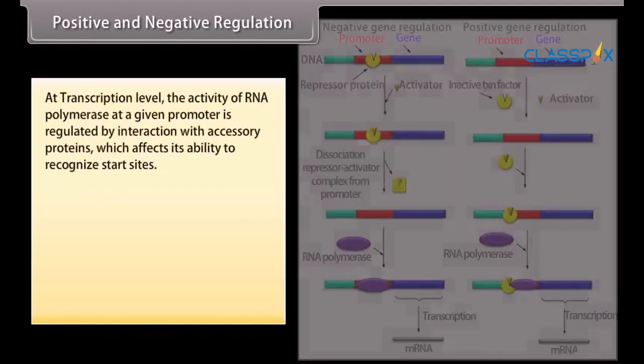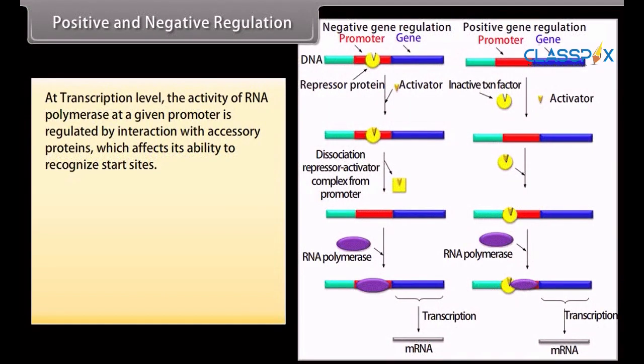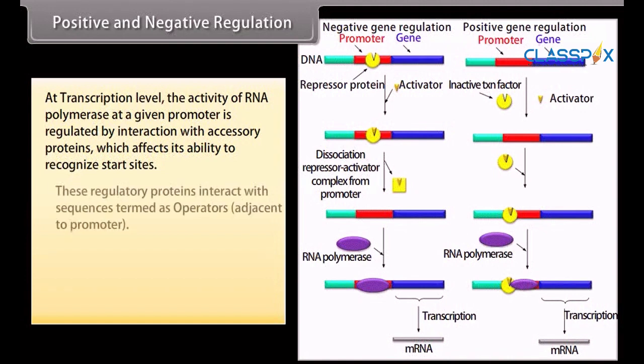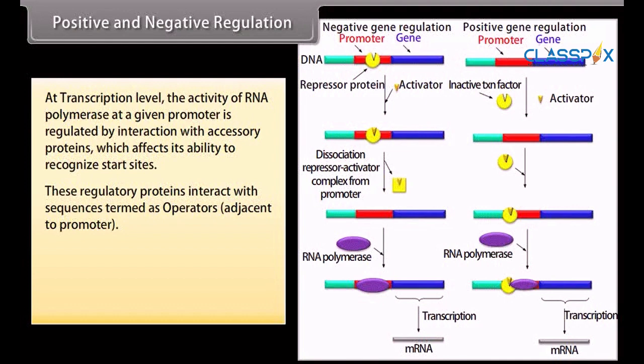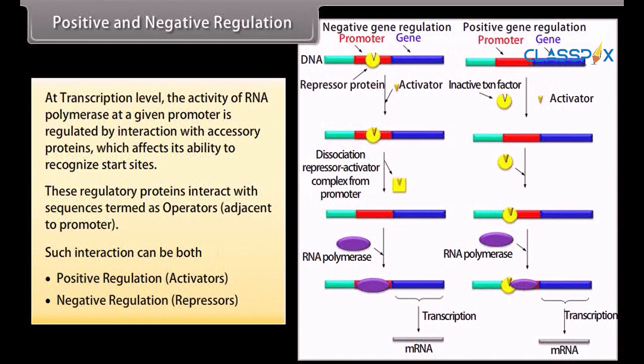Positive and negative regulation. At transcription level, the activity of RNA polymerase at a given promoter is regulated by interaction with accessory proteins, which affects its ability to recognize start sites. These regulatory proteins interact with sequences termed operators adjacent to the promoter. Such interaction can be both positive regulation, by activators, and negative regulation, by repressors.